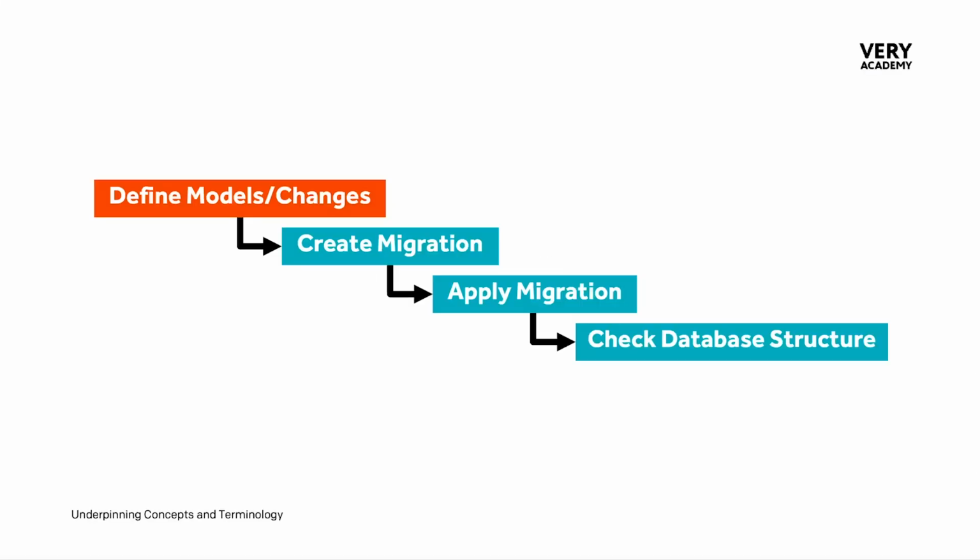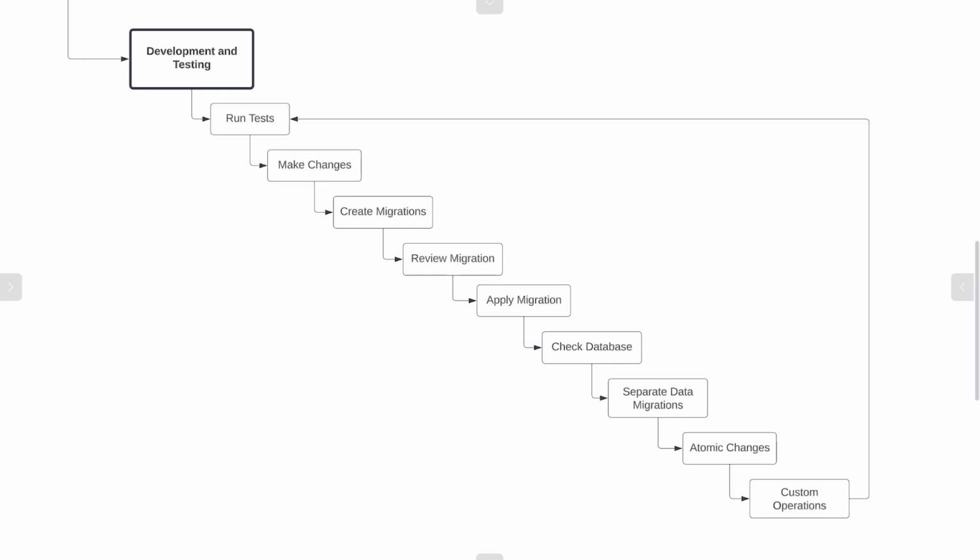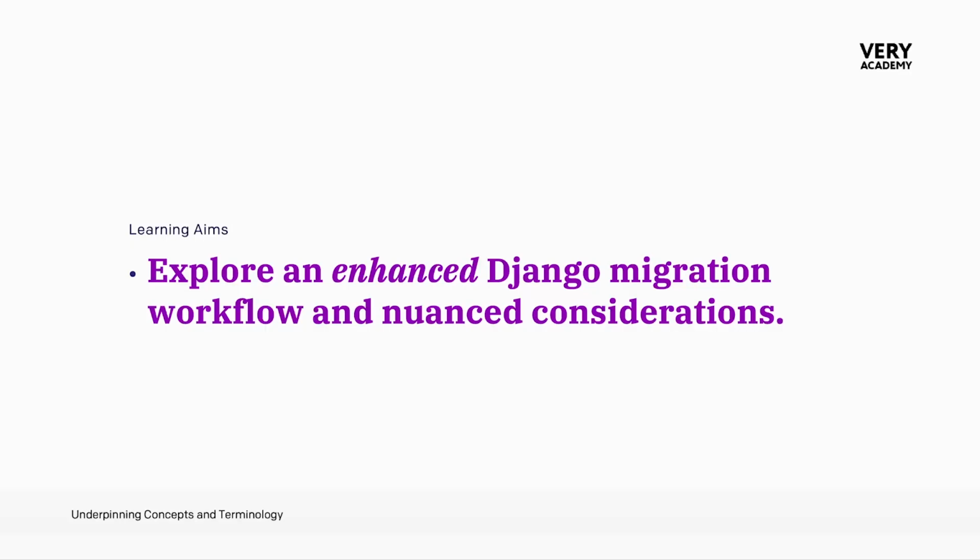So we have now gone from the basic process of defining models, creating migrations, applying migrations, and checking the database structure to a more enhanced view of the process, which includes running tests, thinking about separating data migrations, atomic changes, and custom operations. This gives us a deeper view of the skill sets and processes that we need to consider when creating migrations. So now we're going to be working through a range of exercises, which is going to help us explore the migration process and complement the information that we have presented here.